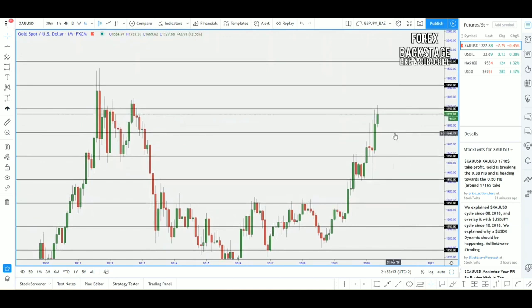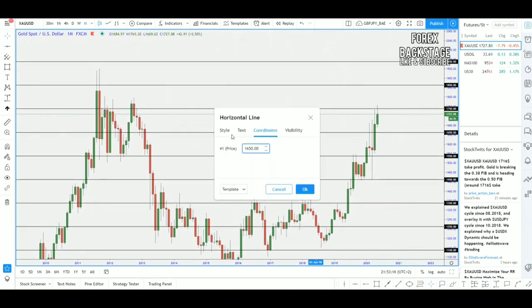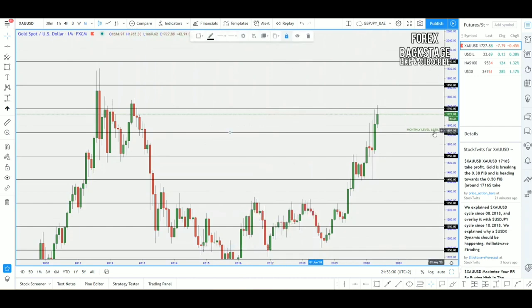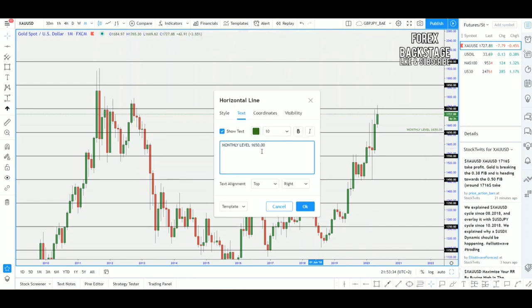Another thing that I need to mark out is that for every monthly level, you go to style, go to text, make sure that you write monthly level, and you can type out 1650, 100 per ounce, and then you click OK. Make sure that it's on the right. So that's your monthly. This is how I mark out mine, 1650, 100 per ounce. This is how I mark out my levels per ounce.